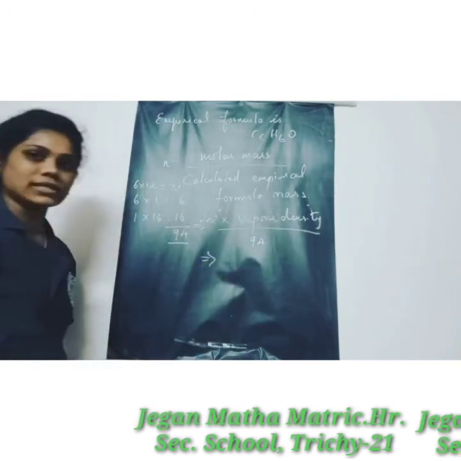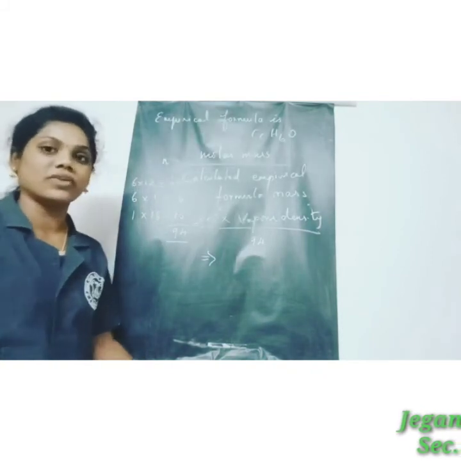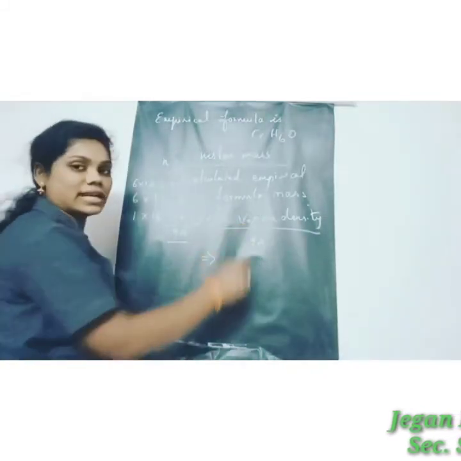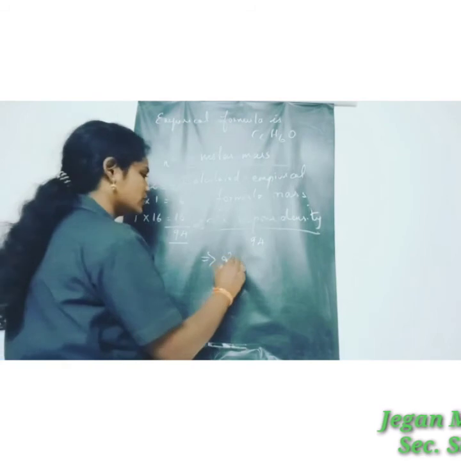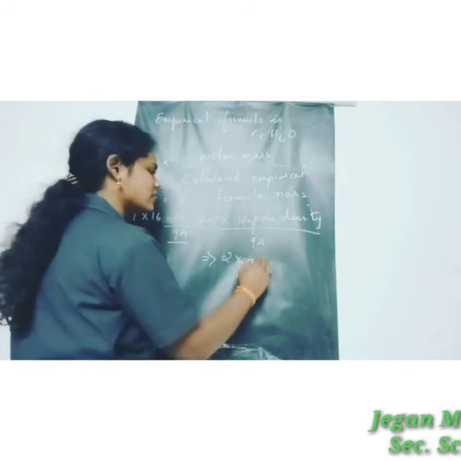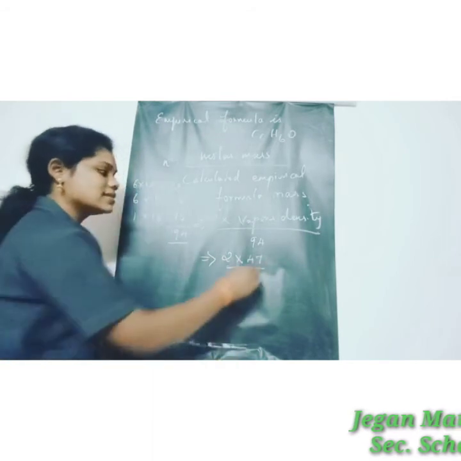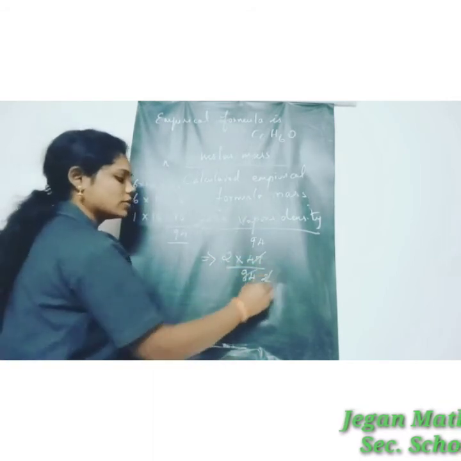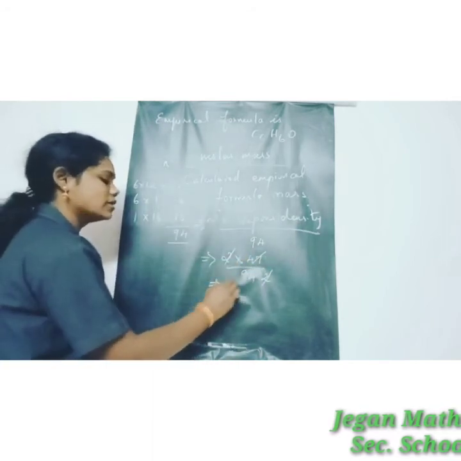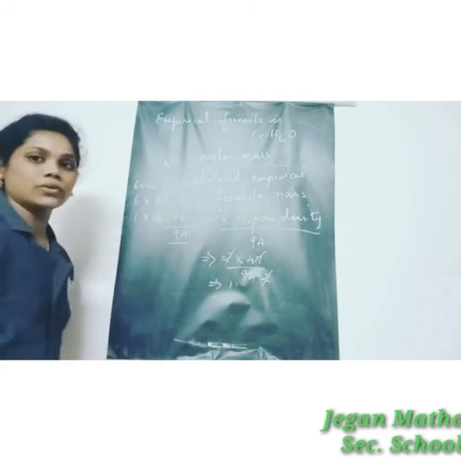What is given in the question? Vapor density is given. That vapor density is 47. So apply the vapor density here. So 2 into vapor density, 47, divided by 94. So cancel this, so here 2 times. So here also cancel. So the value is 1. So the n value is 1.